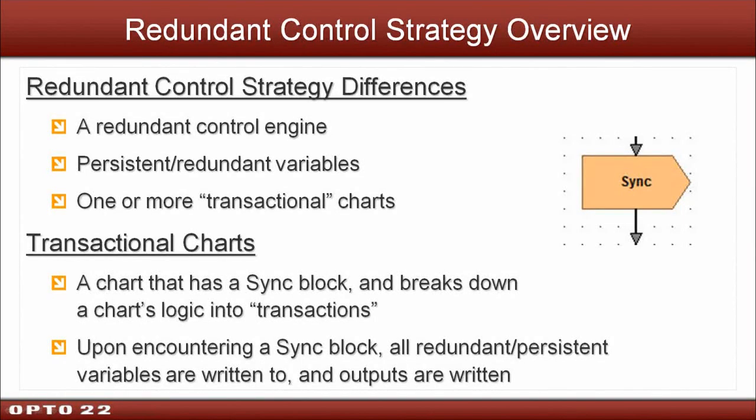Our good friend Sean is asking, can a large number of sync blocks start to degrade overall system performance, or is this a non-issue? That's a great question, and the answer is yes. The more sync blocks you have, the more redundant variables you have, the more there's system overhead, and that will result in degradation in overall system performance over time. So yeah, you want to be judicious in your use of sync blocks, as well as being, as I said earlier, relatively judicious with your persistent and redundant variables. So all of those things will affect performance.